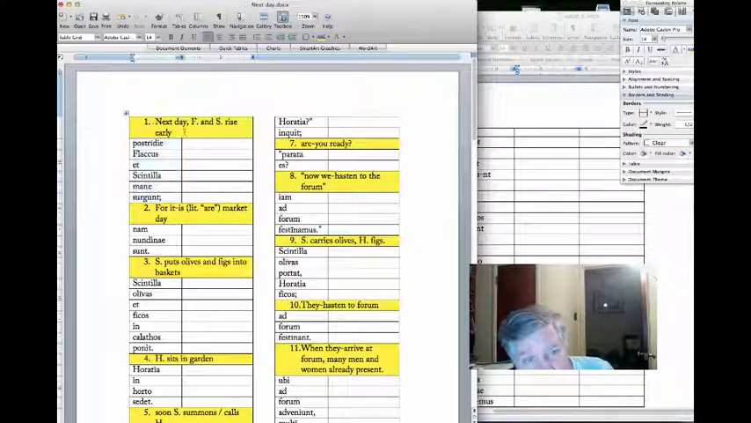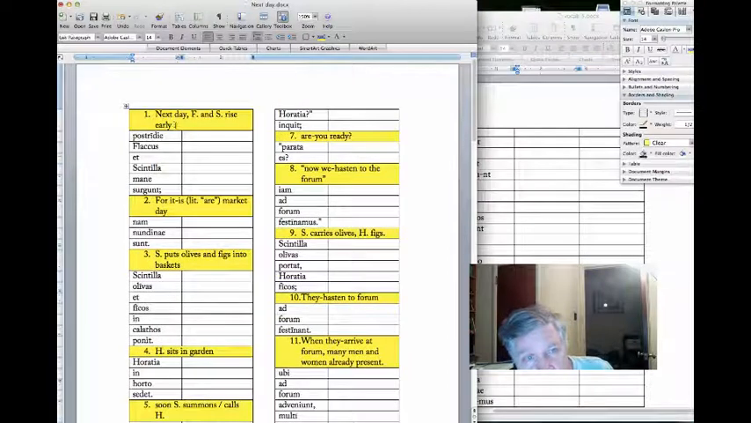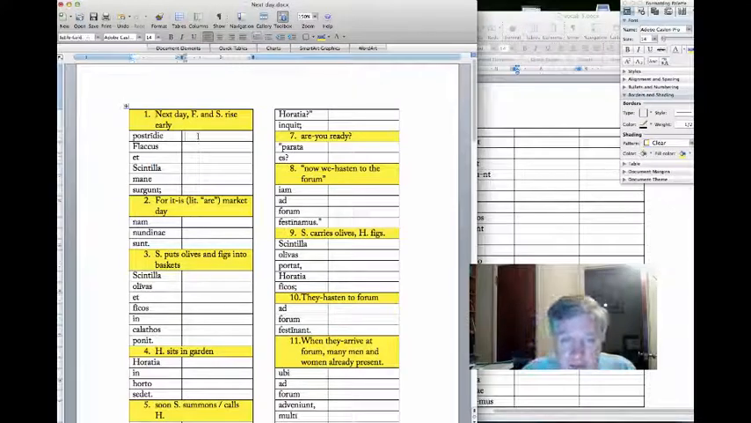And the English words naturally are in the English word order, so you can't really just put next here and day there and F there. It will lead to chaos. So let me show you what I'm looking for. First of all, I don't much care about proper names for this exercise, so you can just write F and S for Flaccus and Scintilla.